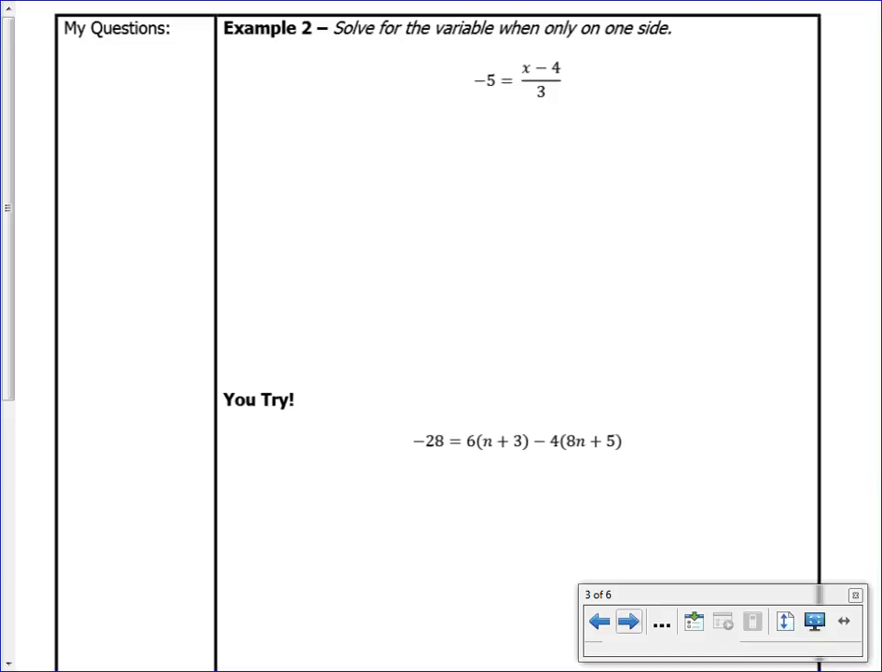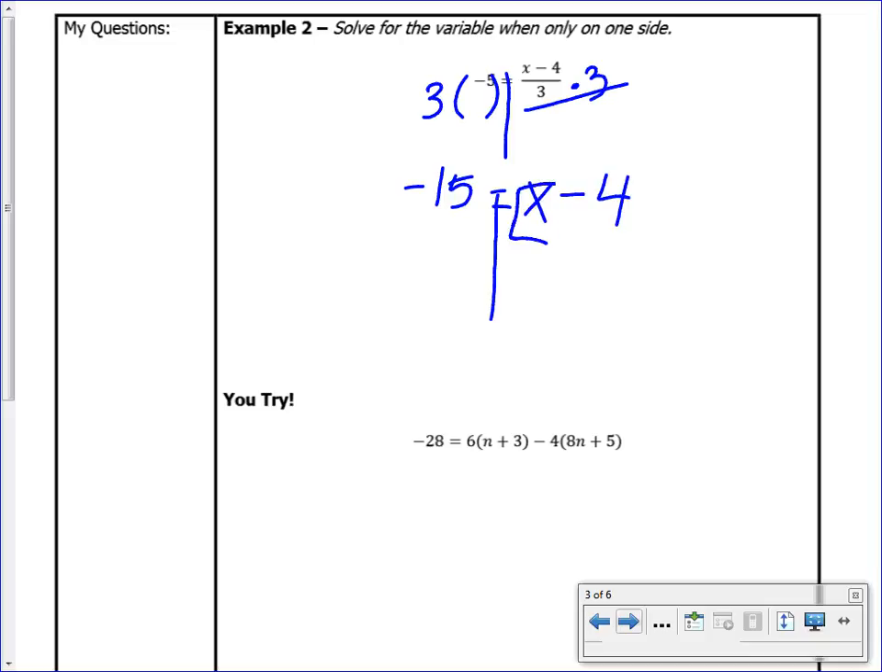Example 2, it says solve for the variable when it's only on one side. So this time, step 1, clear the fraction. Do I have a fraction? Yeah, my fraction is x minus 4 divided by 3. So we need to undo this by multiplying both sides by 3. When you multiply 3 times negative 5, you get negative 15 equals, the denominator and the multiplication of 3 cancel, which is the whole reason why we want to multiply by the denominator. So then we just get x minus 4.